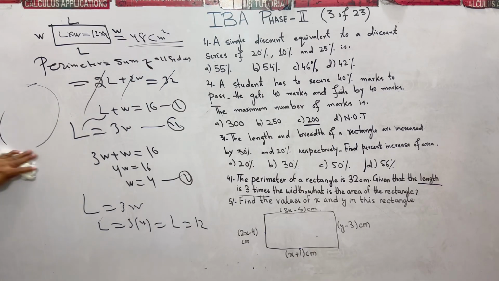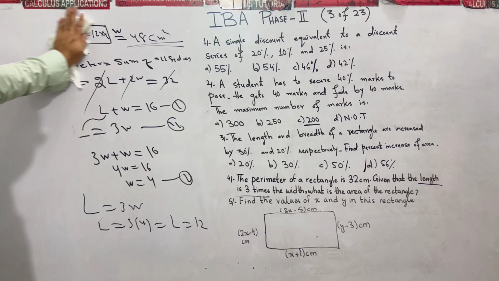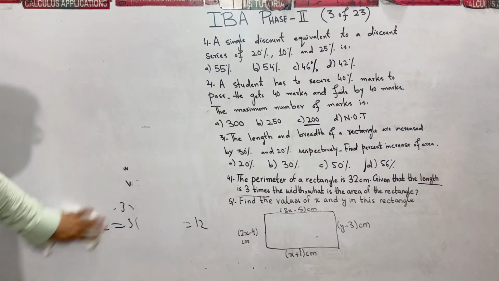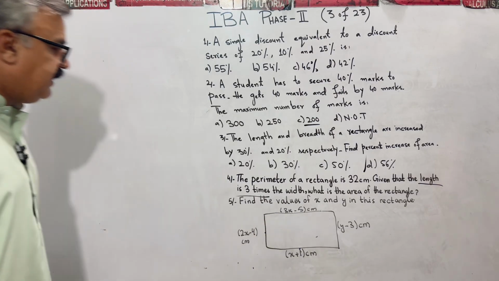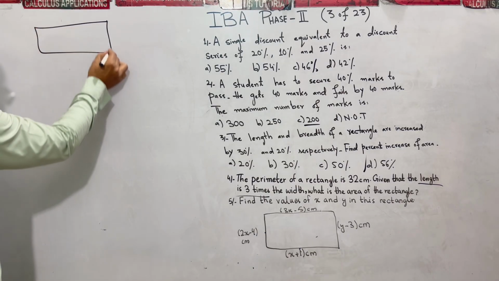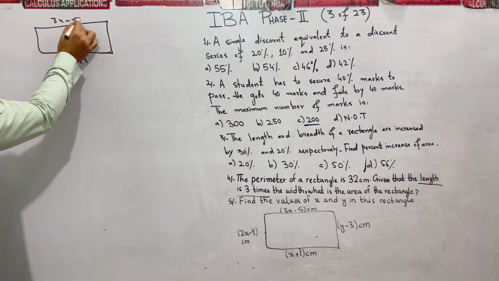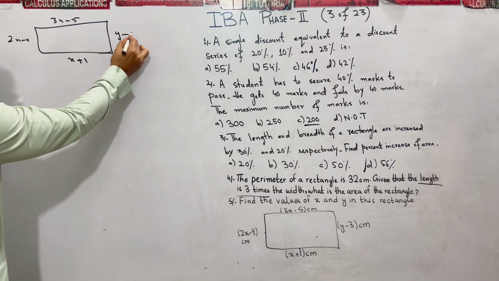Final question is based on a figure, a figure of a rectangle. Rectangle means opposite sides are equal as well as each angle is of 90 degrees. Let me draw here again, reproduce the figure for you, though it's not a good one. 3x minus 5, and here 2x minus 4, and here y minus 3.